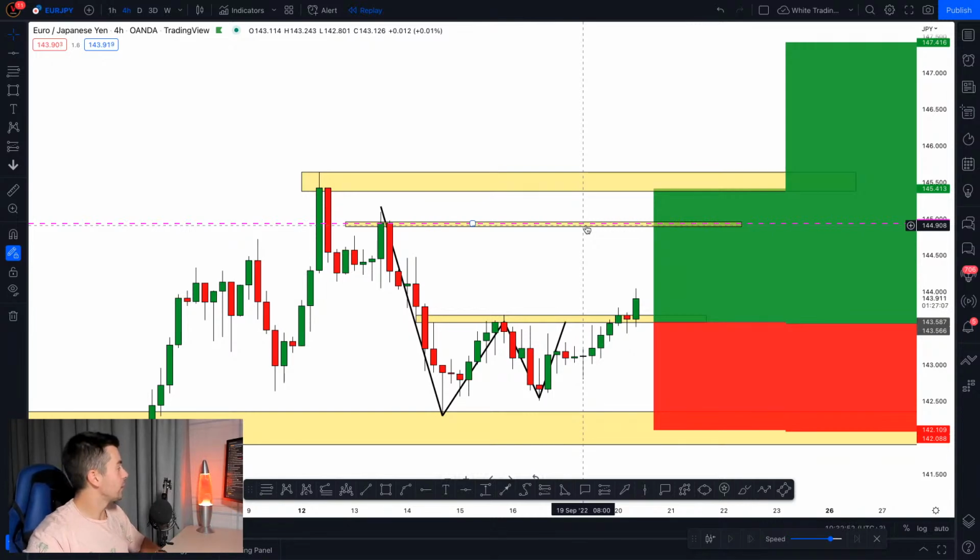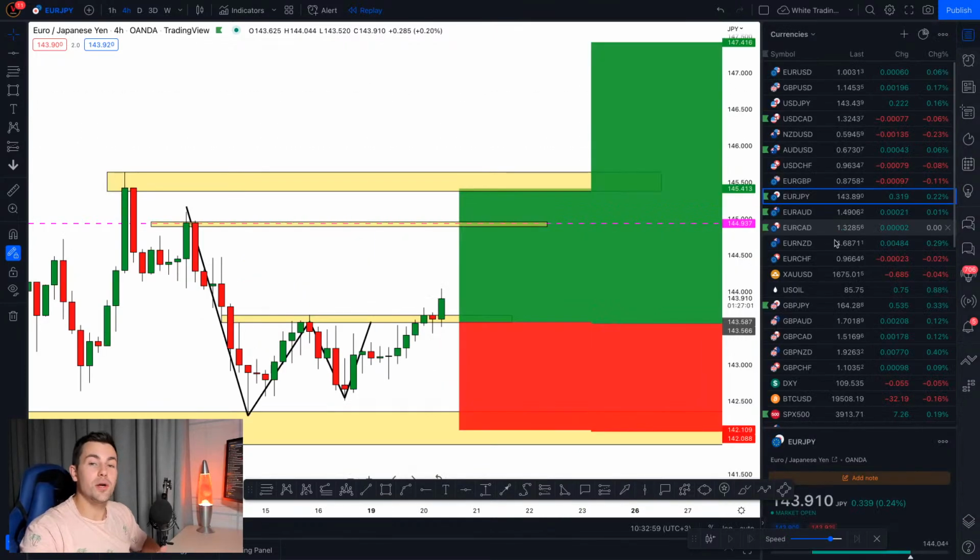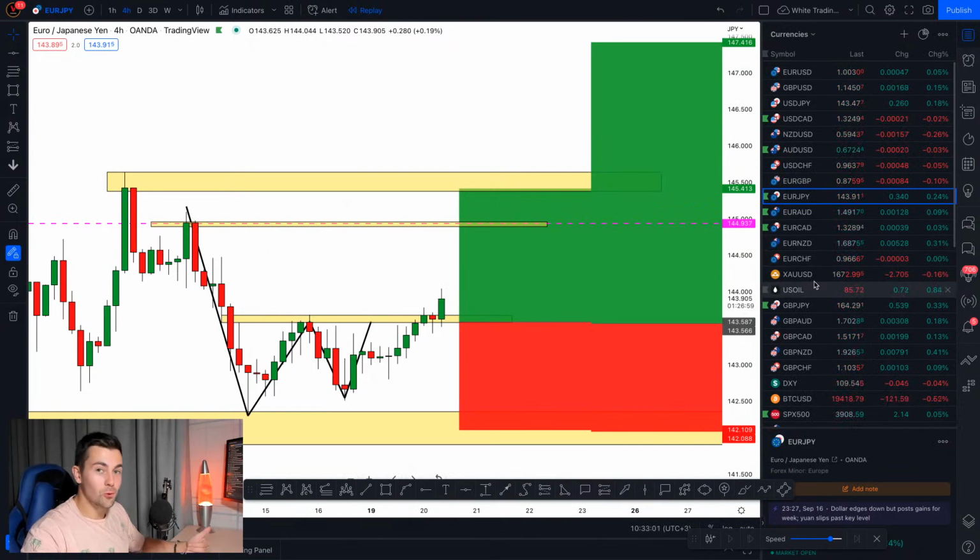Question from Monu about the dollar index. Let's take a look at the dollar index. By the way, traders, if I don't read your question, it doesn't mean that I ignore you.